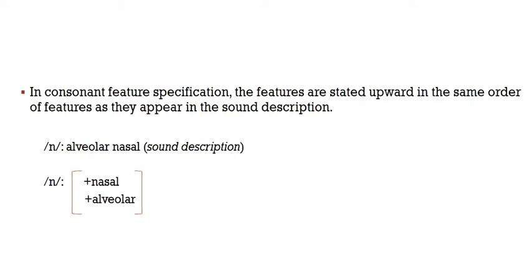But the idea here, and you need to get it clear, is that the sound description and the feature specification will have the opposite direction in both descriptions. Sound description will go like this, and then feature specification will go upward. That is just for consonant sounds, which I don't know why. Maybe in this case, linguists really wanted to make it more complicated. Okay. Any questions?